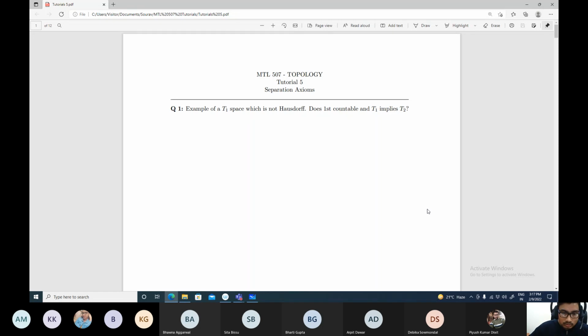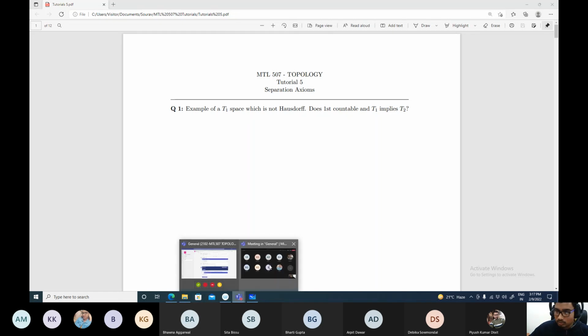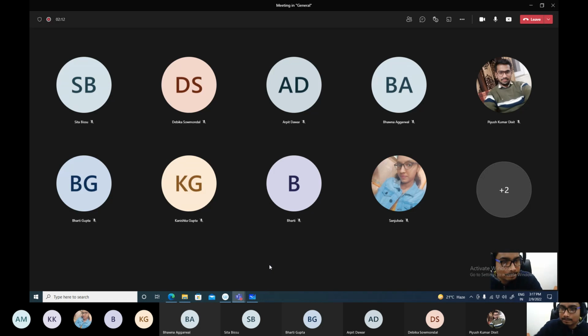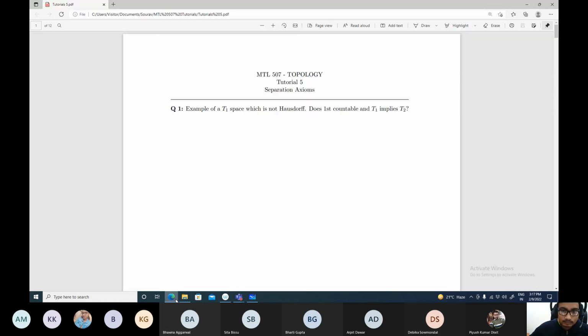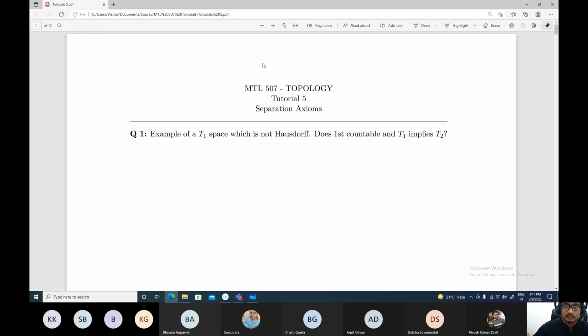How do we do it? Can you see my screen? Yes, sir. Yes. So let's quickly solve the first two or three problems, and then we have to do some exercises from the book by Aliprantis. Okay. Can you please quickly give an example which is T1 but not Hausdorff?